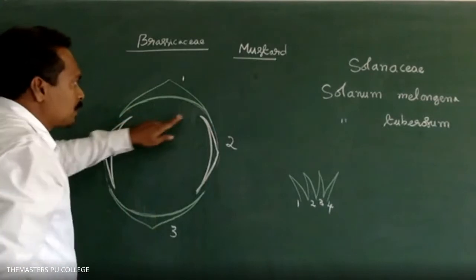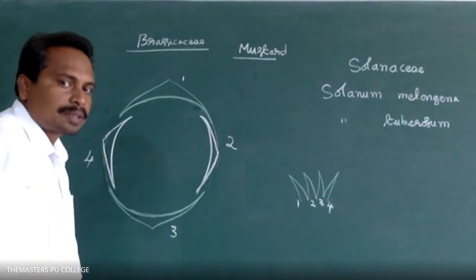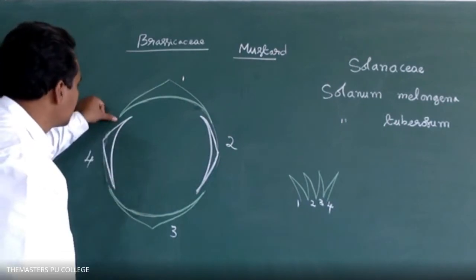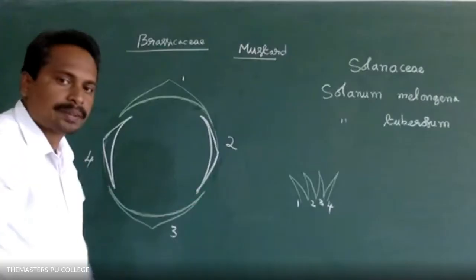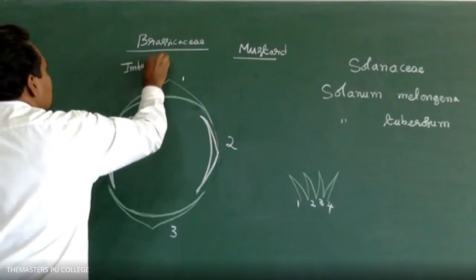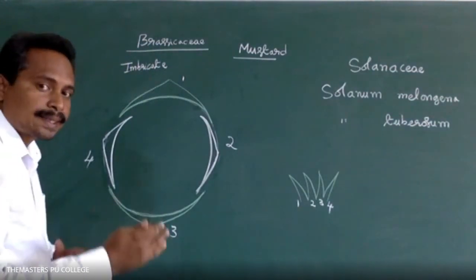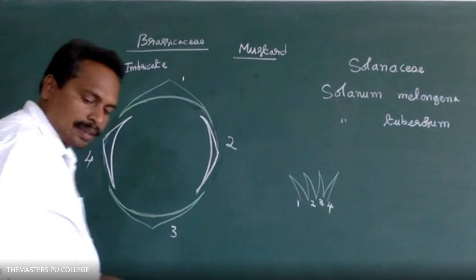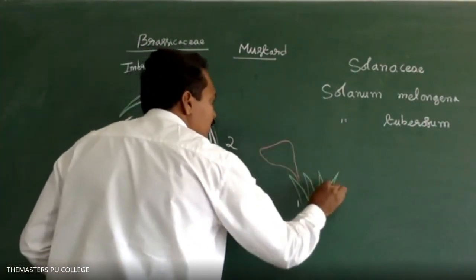The four sepals are arranged in which type of estivation? Already we have learned about the types of estivation. Imbricate, very good. Imbricate estivation. Right. How many petals are present? The petals are 4.